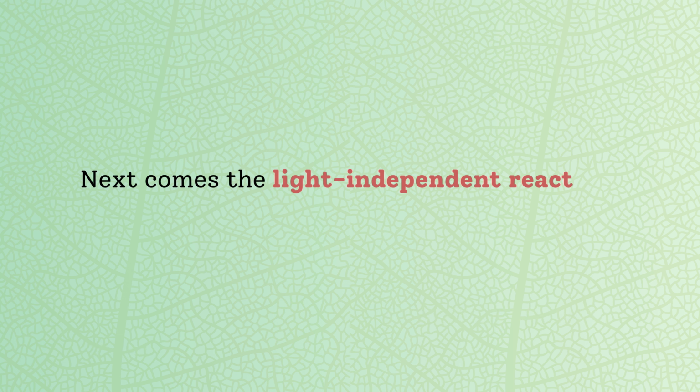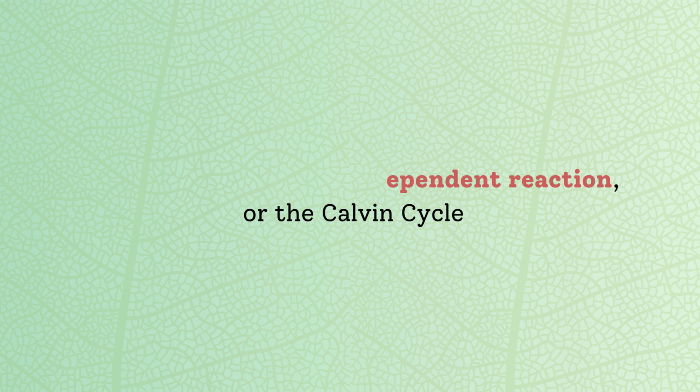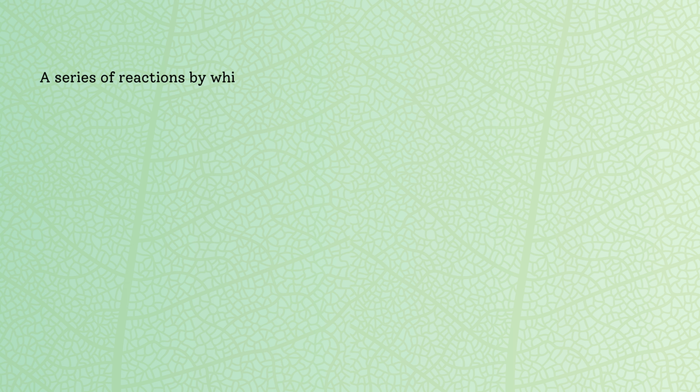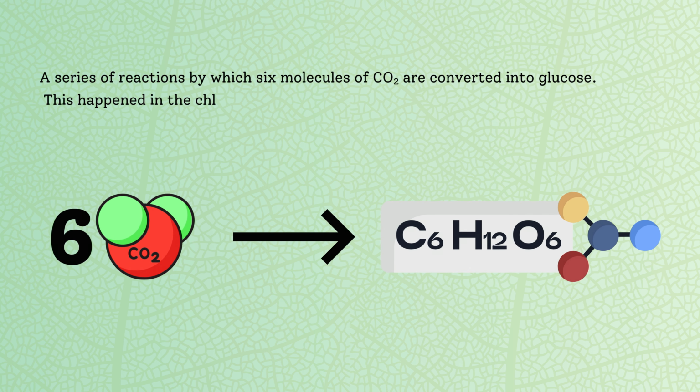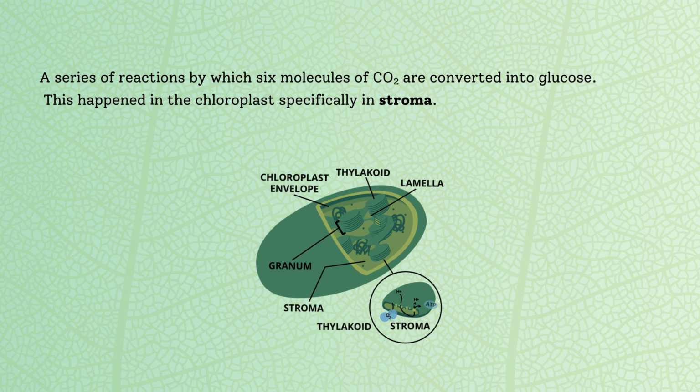Next comes the light-independent reaction, or the Calvin cycle. A series of reactions by which 6 molecules of CO2 are converted into glucose. This happens in the chloroplast, specifically in the stroma.